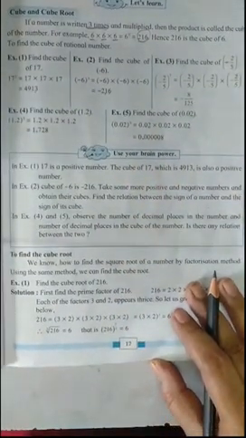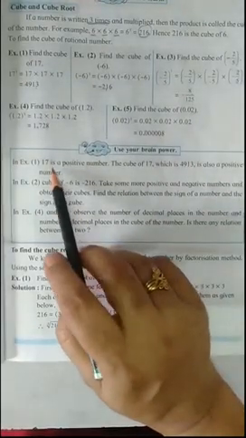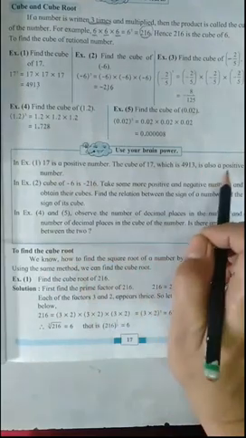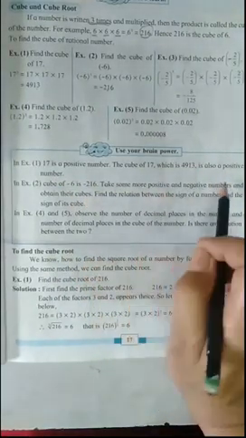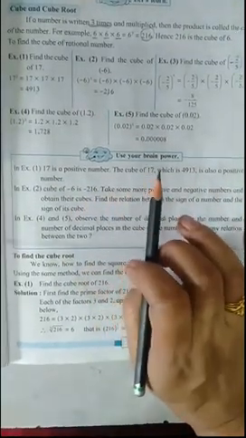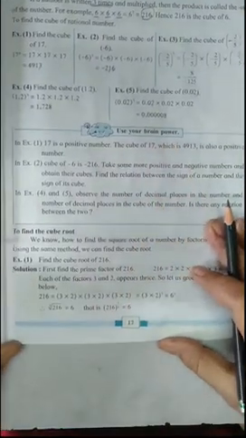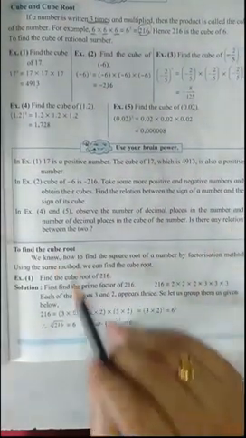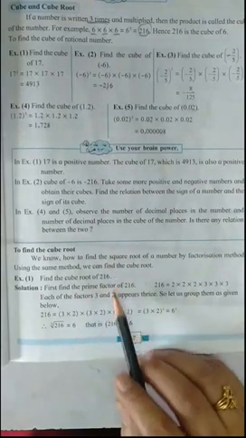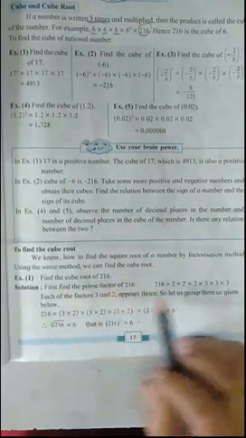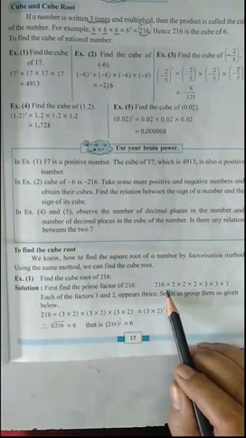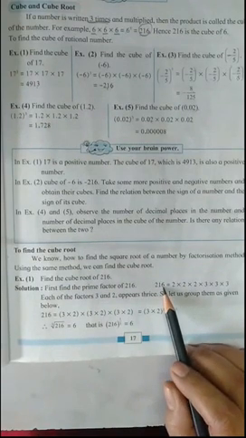Now, means the cube of a positive number is always positive and cube of a negative number is negative. Now, how to find out the cube root of a number? See here. Suppose we have to find out the cube root of 216. So, find out the prime factors. All of you know that.